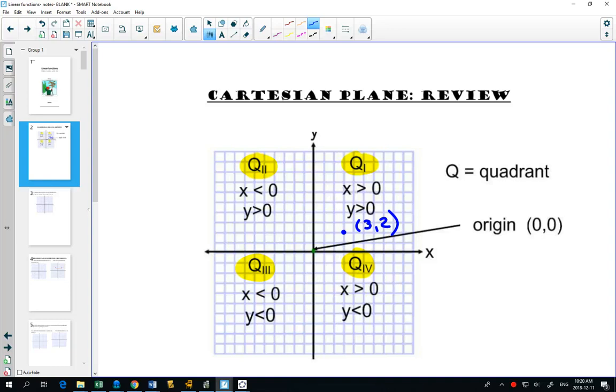Any point you pick in quadrant 2, so if I pick this point at random, has a negative x value but a positive y value. Any point in quadrant 3 has both the x-coordinate and the y-coordinate negative, and any point in quadrant 4 has a y-coordinate that will be negative. So we can plot points. We always plot our x-coordinate first, followed by our y-coordinate.